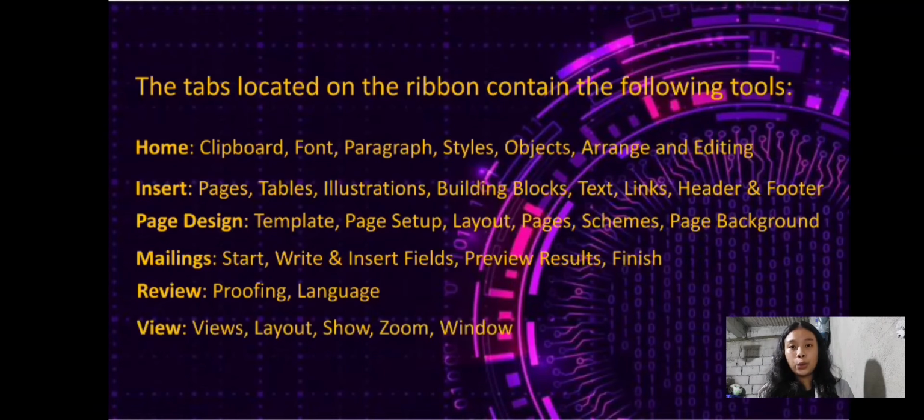While on the Insert tab, we have the pages, tables, illustrations, building blocks, text, links, header, and footer. While on the Mailings tab, we have the start, write and insert fields, preview results, and finish. While on the Review tab, we only have proofing and language. While on the View tab, we have the views, layout, show, zoom, and window.